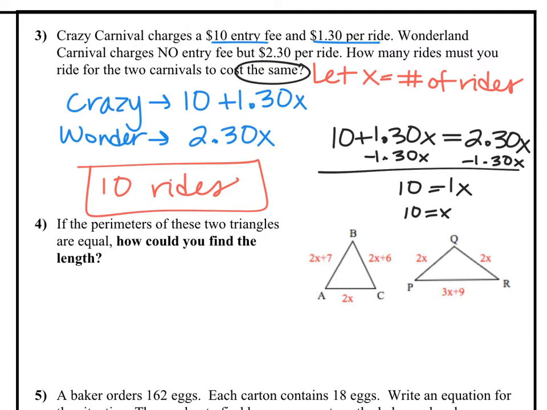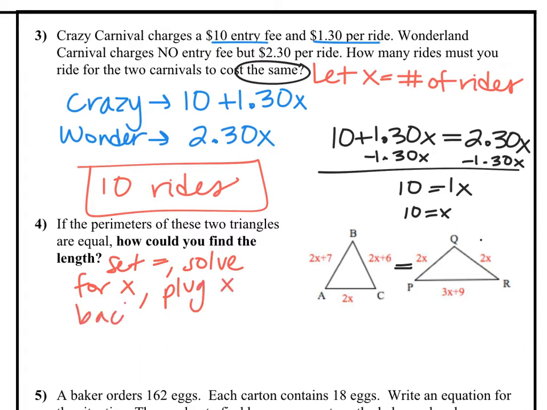Number 4. If the perimeters of these two are equal, how could you find the length? Okay. These two perimeters are equivalent. So we need to write them as an expression, just like the last one, and set them equal to each other. So here's our process that we're about to do. We're going to set equal, solve for x, and then once we have that, to find the length, we will plug x back in to get the side lengths.